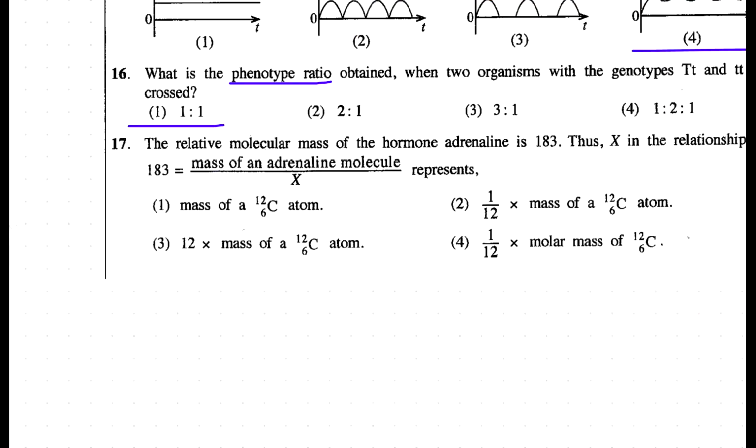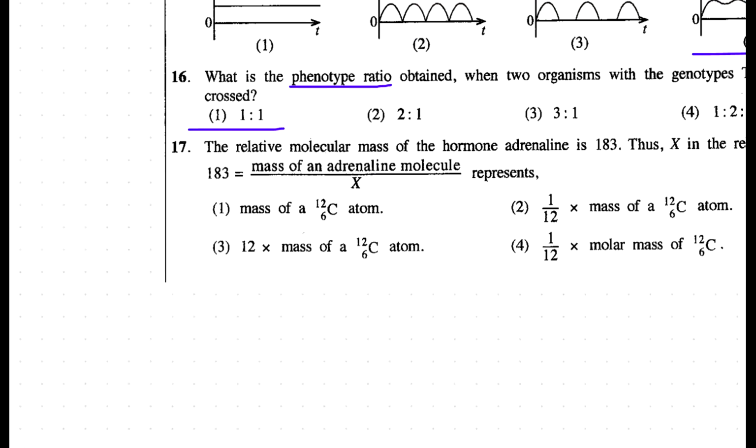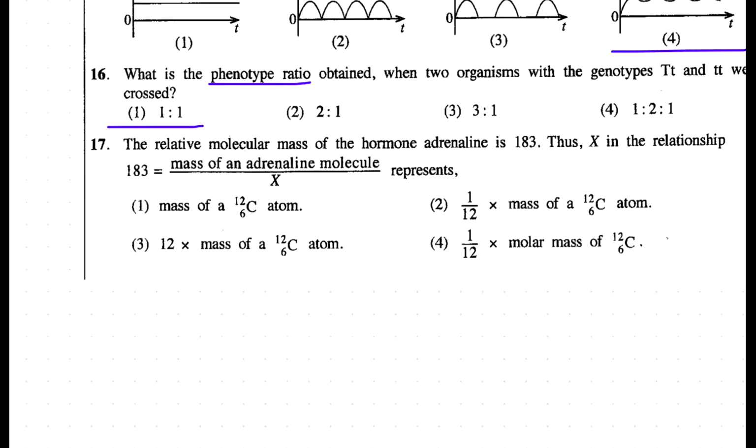So here, mass of a carbon-12 atom, that is wrong. 1/12 of the mass of a carbon-12 isotope, that seems correct. 12 multiplied by the mass of a carbon-12 atom, no. 1/12 multiplied by the molar mass of carbon-12, that is also no. It's not about molar mass, it's just mass. So the answer is the second one.